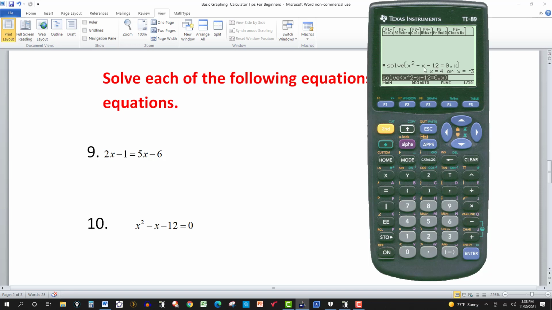Negative 3 squared is 9. Minus a negative 3 is 3. 9 and 3 is 12. And then the minus 12 gives me 0. So that one checks out.